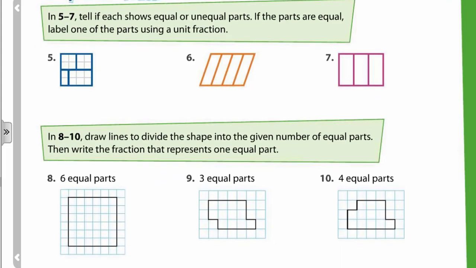Now, my heroes, let's move down to the next part in the page. And we will do the same again. The same thing, exactly the same. The first part asks us to tell if each shows equal or unequal parts. We will write one of these 2 words, equal or unequal. If the parts are equal, we need to do something else. We need to label one of the parts using a unit fraction. And a unit fraction is 1 over a number.